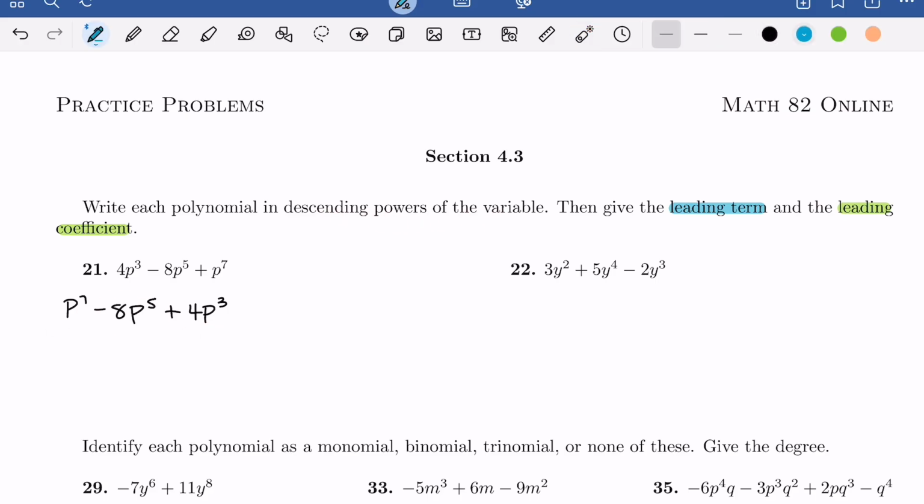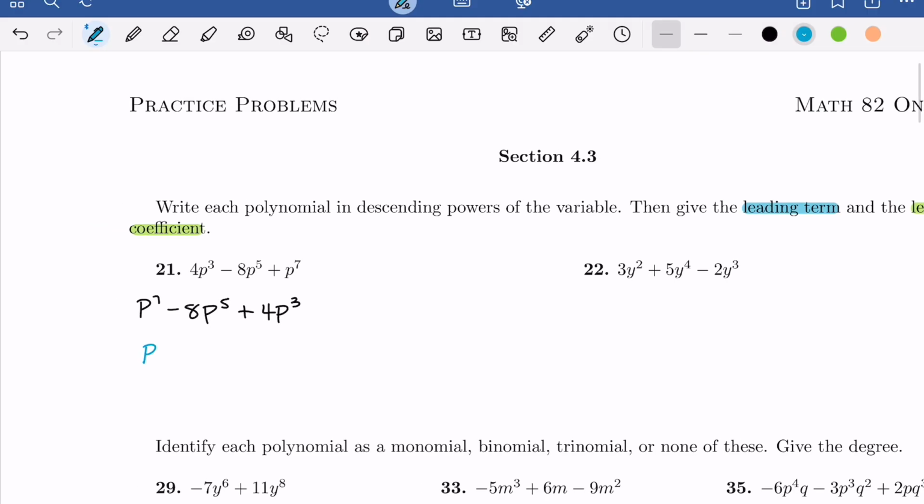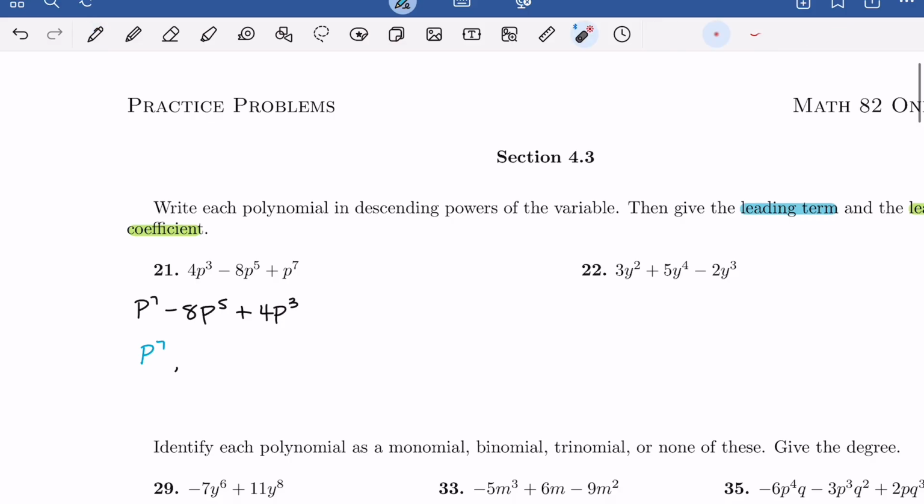So in blue here, our leading term is going to be p to the power 7. Now, our leading coefficient is going to be the numerical value in front of our leading term. So in this case, this numerical value in front of p to the 7th power is just going to be 1. So we'll write this in green here. That would be our leading coefficient.